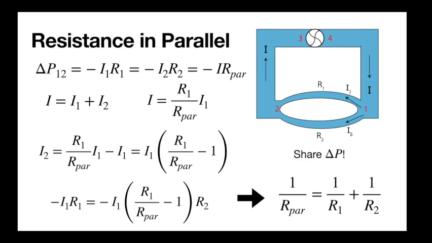Okay, and then the important part is that they share a pressure drop. So in series, they share a current. In parallel, they share a pressure drop across them. That's very important, and something very similar will happen for electric circuits. Okay.